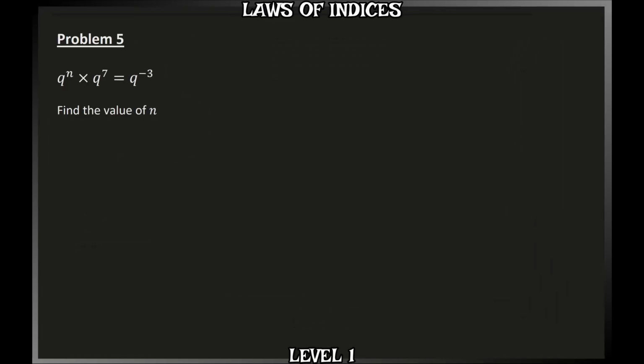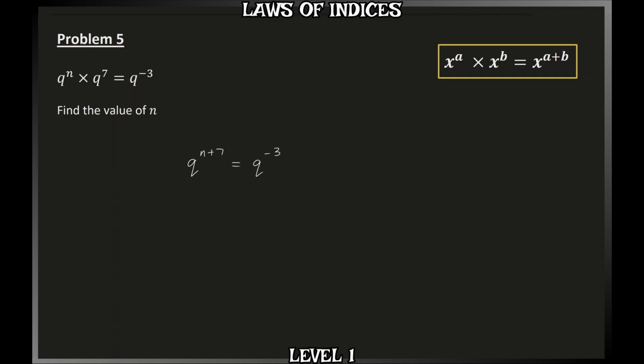In problem 5, we're told that q to the power of n multiplied by q to the power of 7 is equal to q to the power of minus 3, and we need to find the value of n. Looking at the left-hand side of the equation, we're multiplying indices together, so we're going to use this law, which tells us that when we multiply indices, we add the powers. So the left-hand side becomes q to the power of n plus 7, and the right-hand side is just q to the power of minus 3.